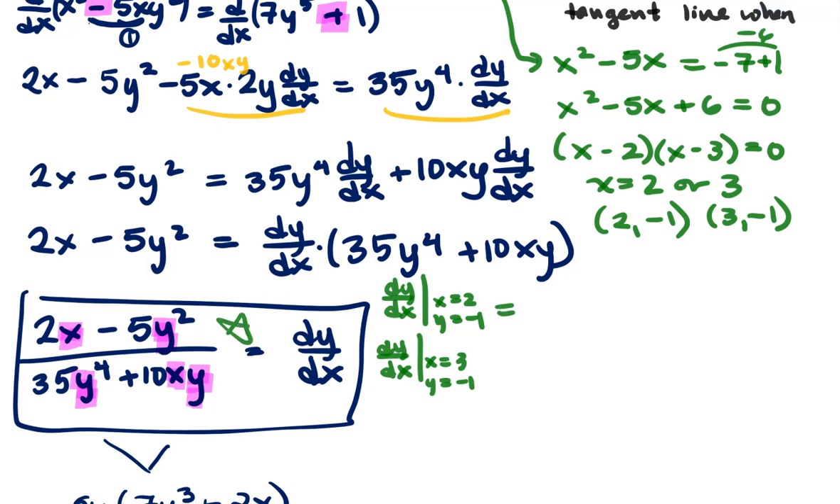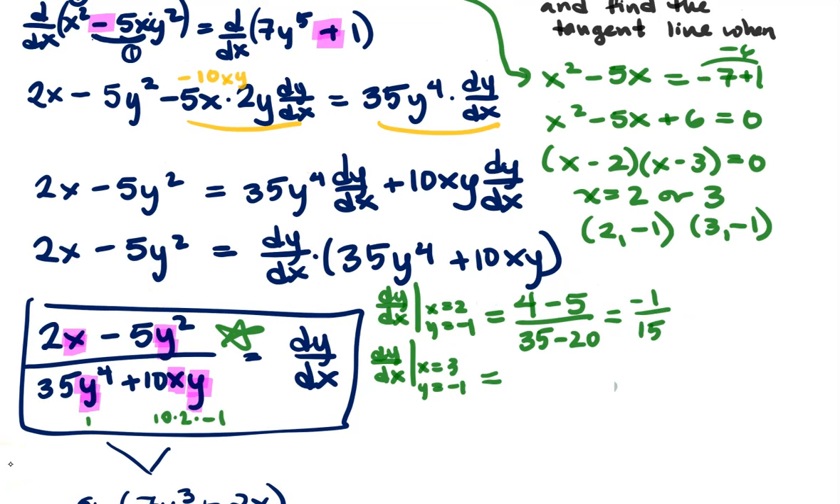Now I'm going back to my derivative formula, and I'm saying if x equals 2, then on the top I get 2 times 2, which is 4, minus 5 times -1 squared, which is just 1, so minus 5. On the bottom, I have 35 times -1 to the 4th, which is just 1. So I get 35 plus 10 times, what were we plugging in? 2 times -1, so minus 20. And that ends up being -1 over 15 for the slope for the first tangent line.